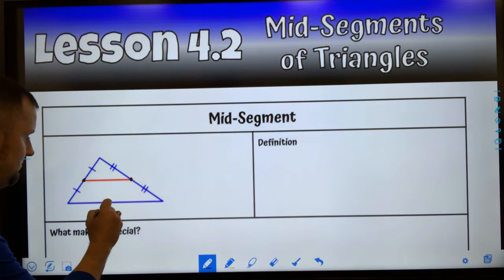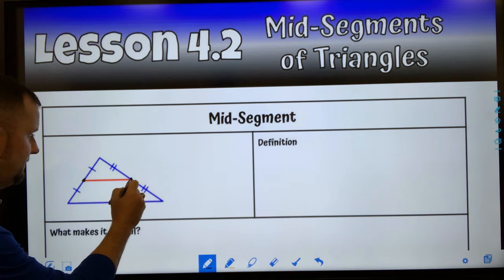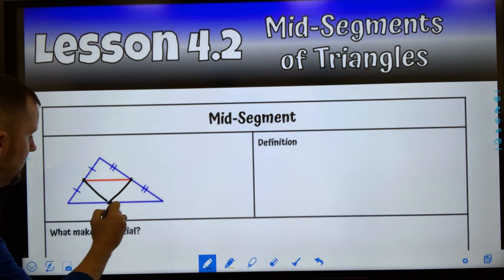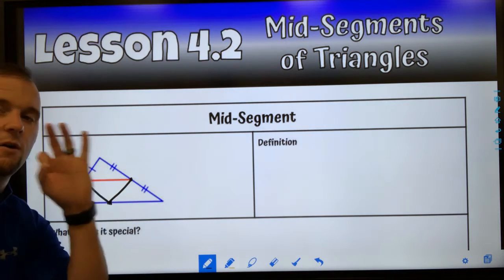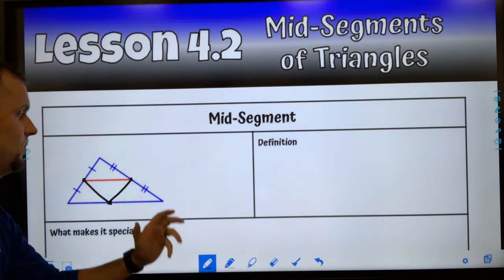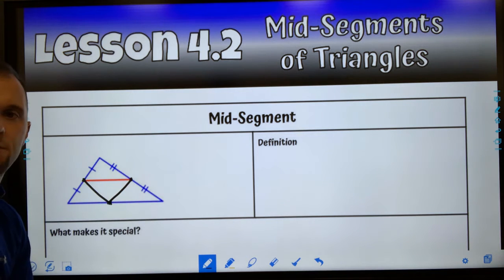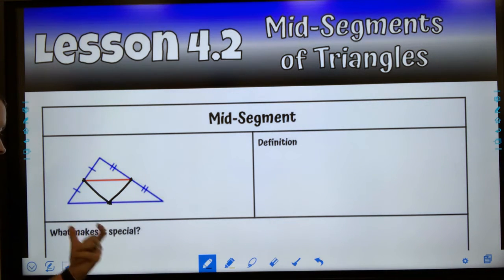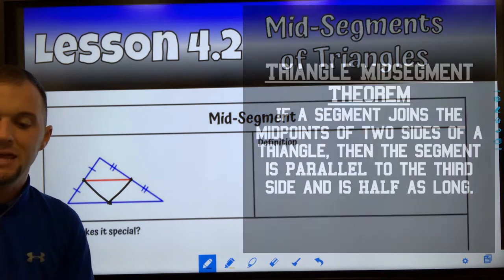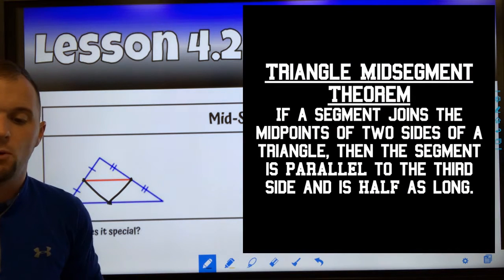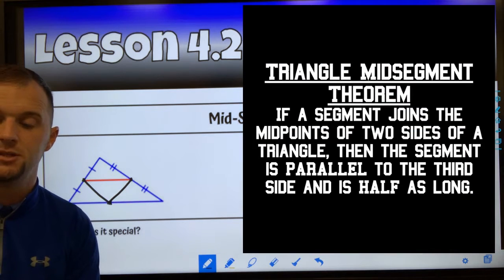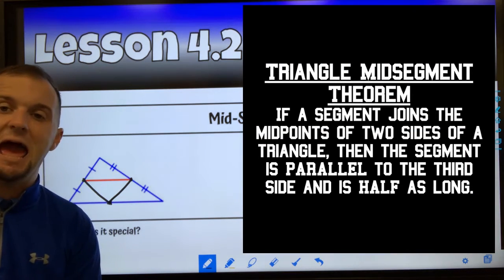If I take the midpoints of these sides and draw a line from here to here, that's another mid-segment. If I draw a line from here to here, that's another mid-segment. So technically there are three mid-segments inside of one triangle. And we can use that and develop a relationship to help solve some problems. Down at the bottom it says what makes it special. What makes this special is that if a segment joins the midpoints of two sides of a triangle, then the segment is parallel to the third side and is half as long.